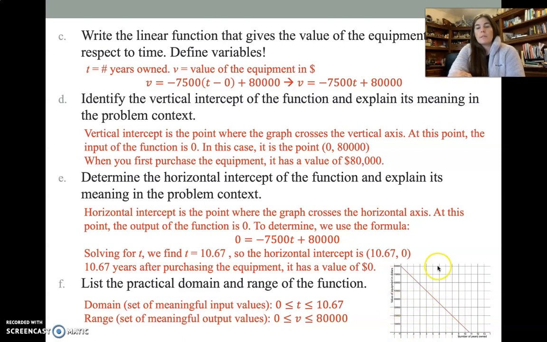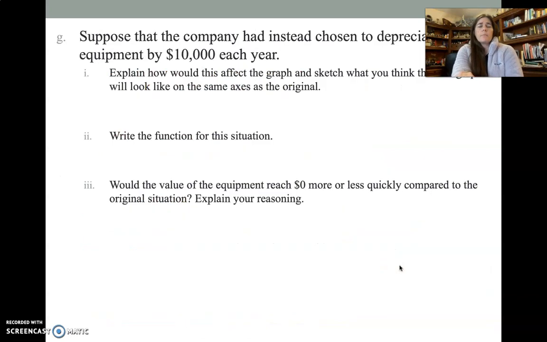And it really doesn't make sense to talk about the value after it's decreased to $0 because it's not like the value is going to go negative. So my domain is going to be between 0 and 10.67 years. My range is output, so it's going to go from 0 up until 80,000. Even though the value is decreasing, we still list the domain from the smallest value to the largest, just so you guys remember that.